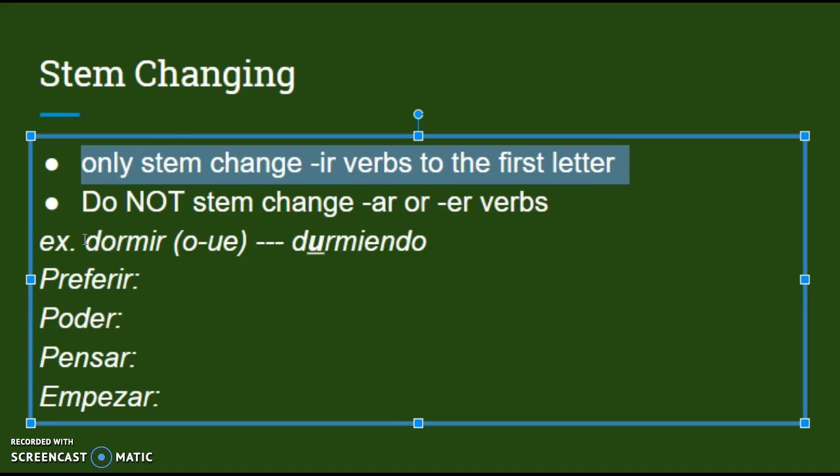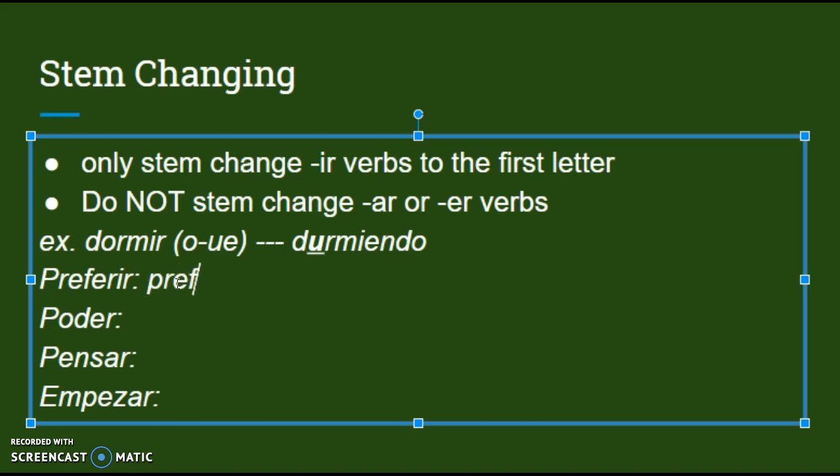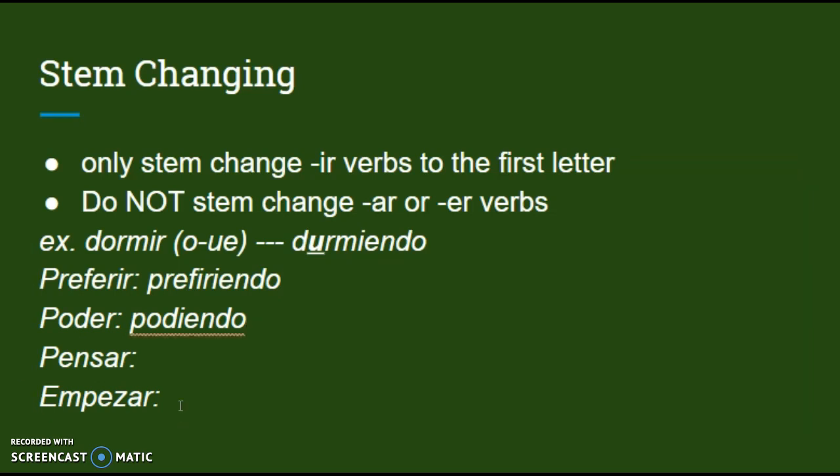So I did the example of dormir. I only changed to the first letter, which is a u, so I had durmiendo. So if I'm looking down here at preferir, that's an e to ie verb, so I'd have pref, I changed my e to i, r, and my ending is endo. The rest of these, poder, pensar, and empezar, don't stem change at all. So I just have pod, endo. It's an ER verb, no stem change. And same for the rest of these, no stem changing.